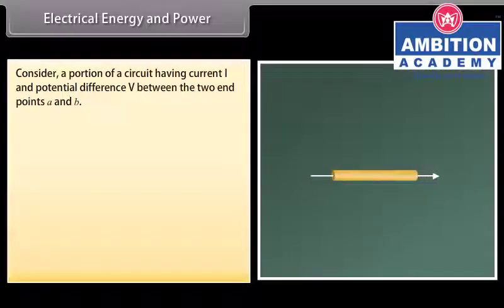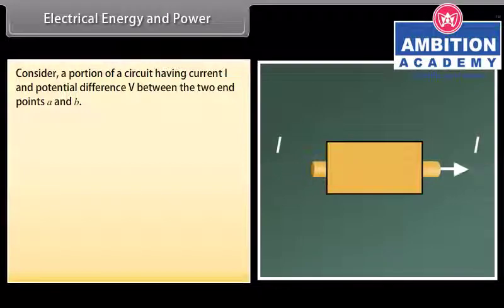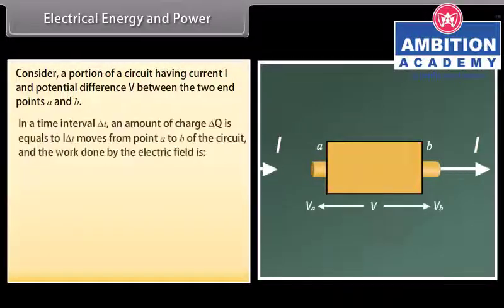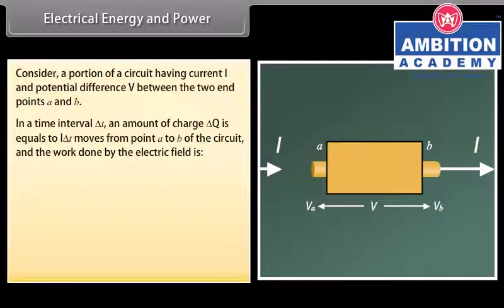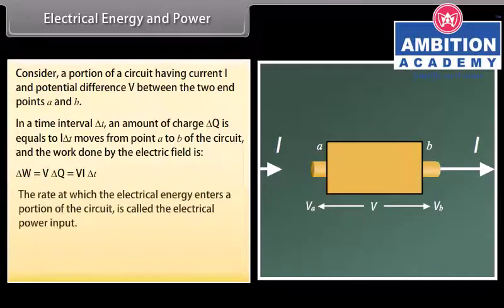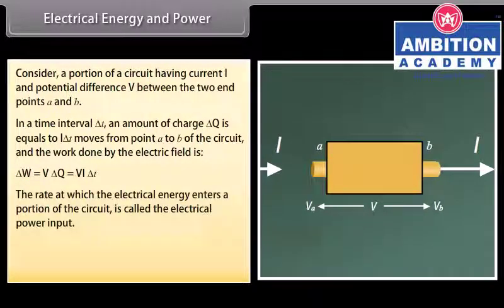Electrical energy and power. Consider a portion of a circuit having current I and potential difference V between the two endpoints A and B. In a time interval delta T, an amount of charge delta Q equal to I delta T moves from point A to B of the circuit, and the work done by the electric field is equal to the product of V and delta Q, which is equal to the product of V, I and delta T. The rate at which the electrical energy enters a portion of the circuit is called the electrical power input. P is equal to VI. The SI unit of power is the watt, W.